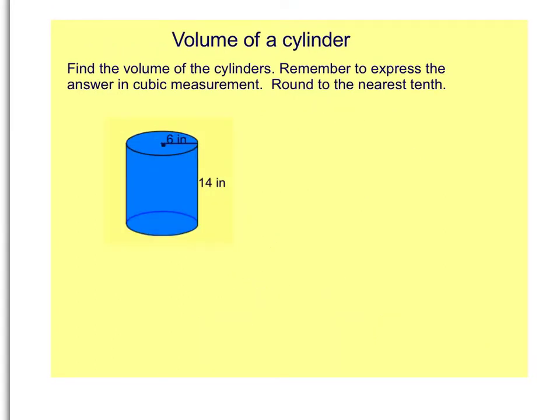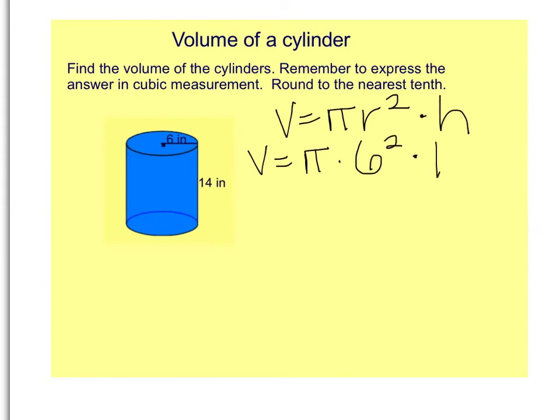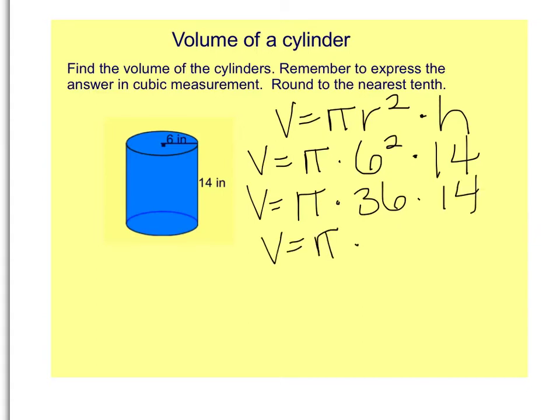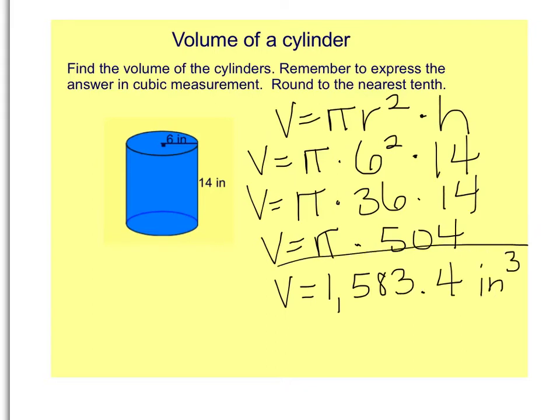Let's do another one. My volume is pi times radius squared, because that's my base, times my height. So I'm going to plug in what I know. Pi times 6 is my radius squared, times 14 is my height. I can simplify. 6 to the power of 2 is 36 times 14. Volume is pi times 504, because 36 times 14 is 504. So now I can punch into my calculator the pi button, pi times 504. Then I'm going to be rounding to the nearest tenth, which gives 1583.4, and I'm in inches cubed for volume.